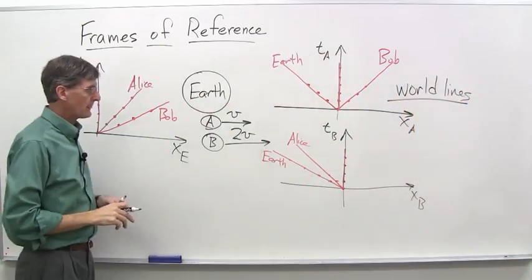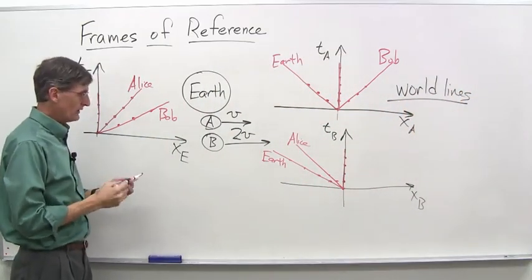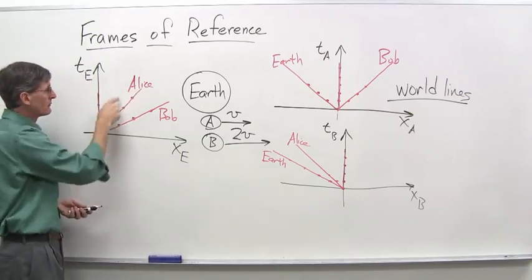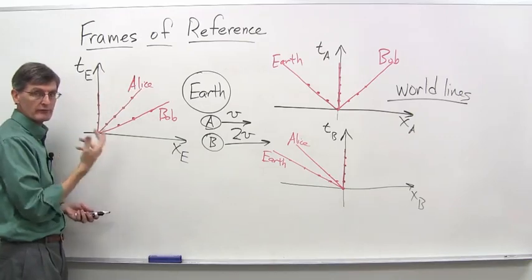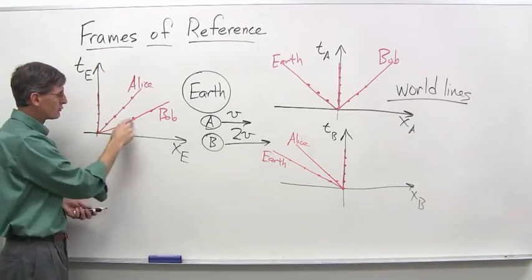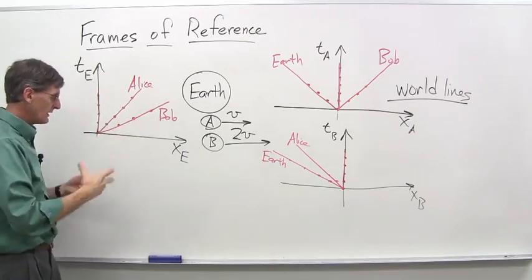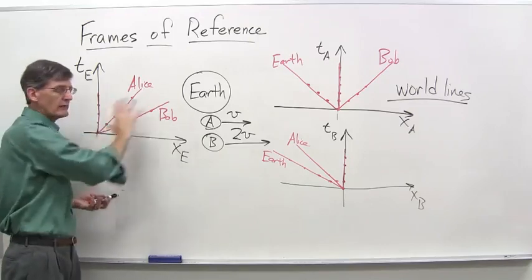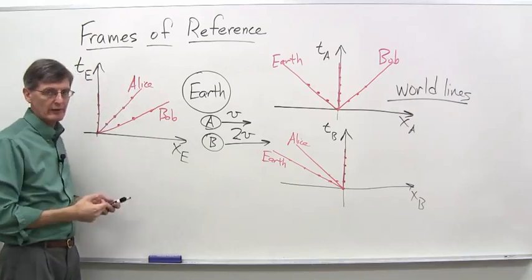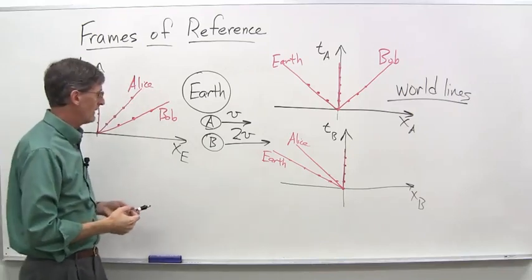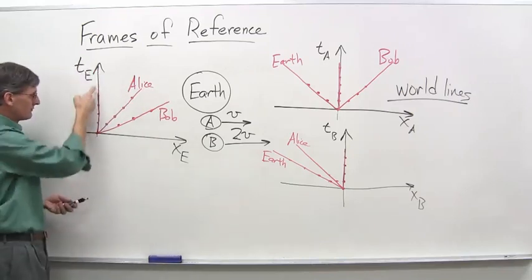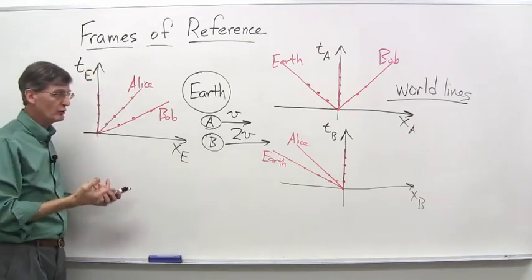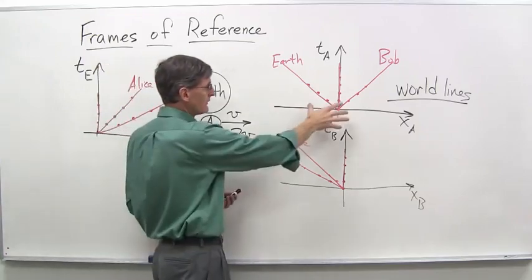World lines. In this case, this is Alice's world line from the perspective of an observer on Earth, from the Earth frame of reference. This is Bob's world line. It's really tracking his position and time through the frame of reference of Earth, through Earth's space-time diagram. And the world line for this Earth observer is just a vertical line here, never moves. Same thing for Alice.